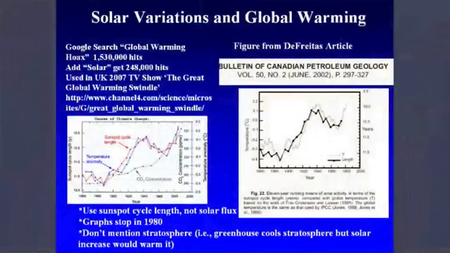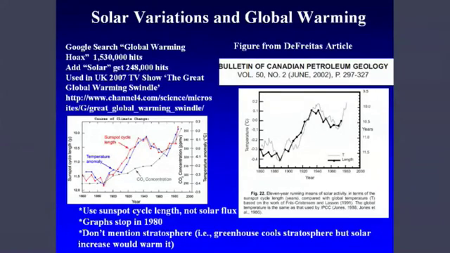I just spent an hour explaining why it's the heat flux coming from the sun that defines the radiative temperature of the planet. The graphs stop in 1980. They don't mention the stratosphere.